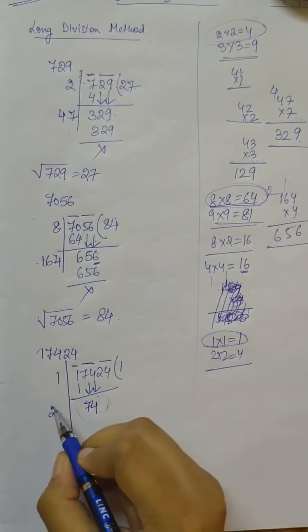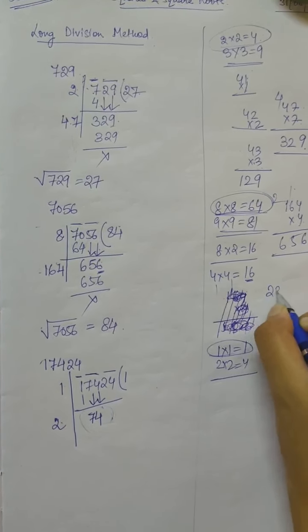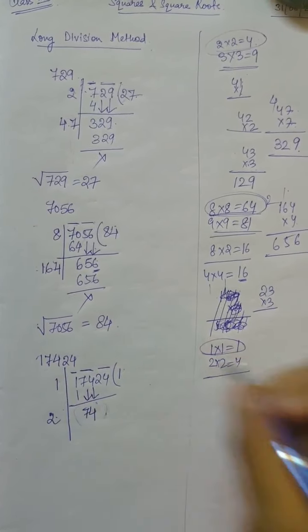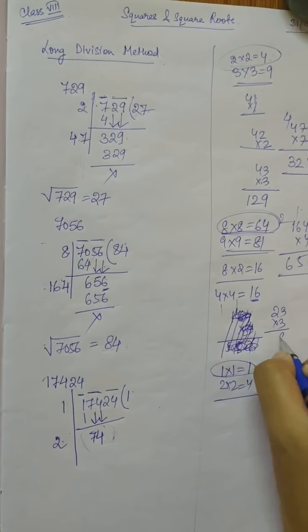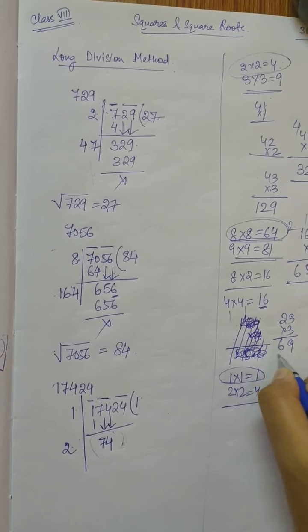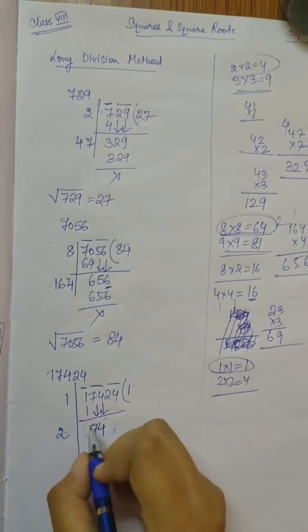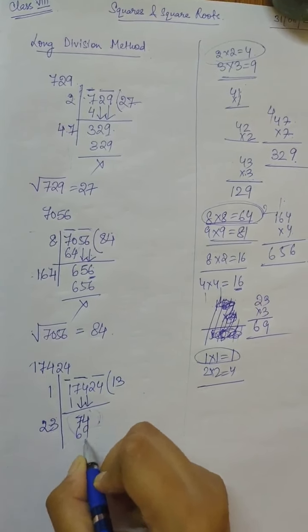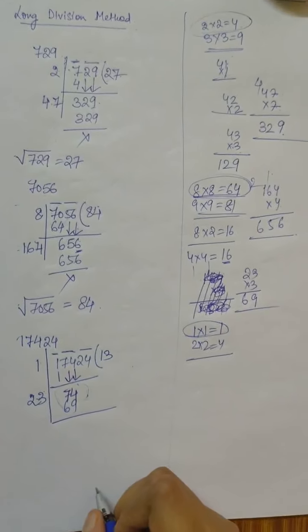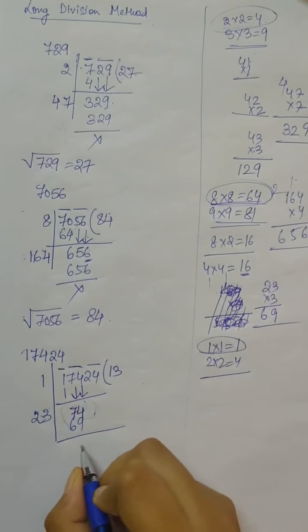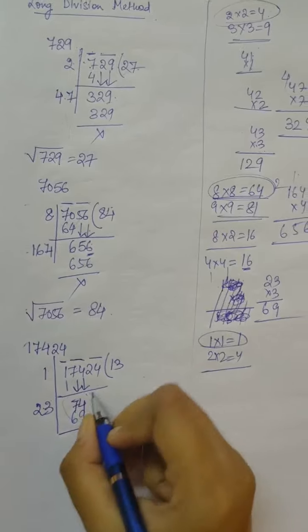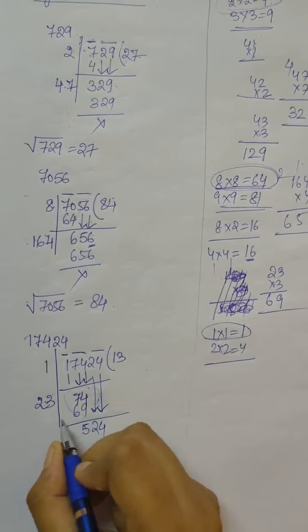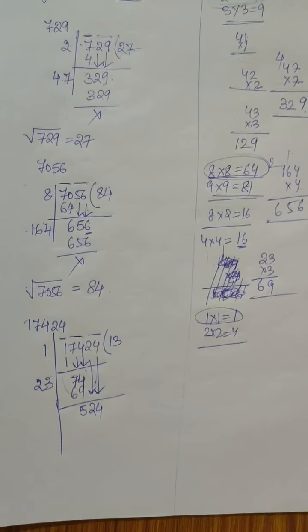So that means here we have 2. So if you multiply 23 into 3, whatever number you take here, the same number you have to take here. Always remember. So 3 into 3 is 9, 3 into 2 is 6. So we are getting 69, which is very near to 74. So 23 into 3 gives us 69. So the remainder that comes here is 5. So now this 24 together comes down. So 524.